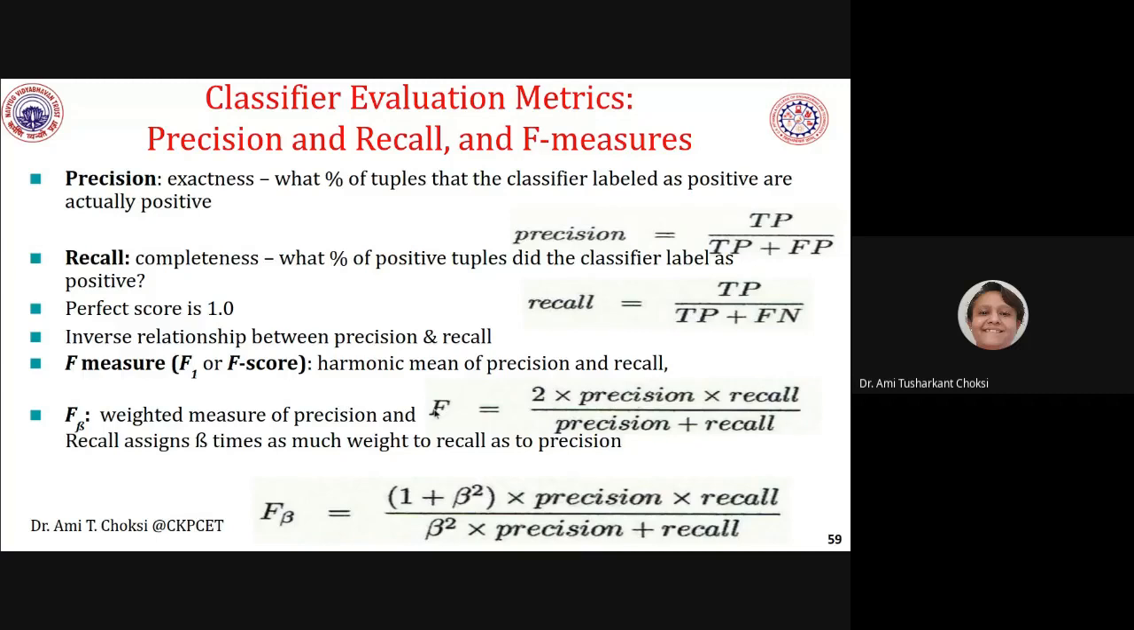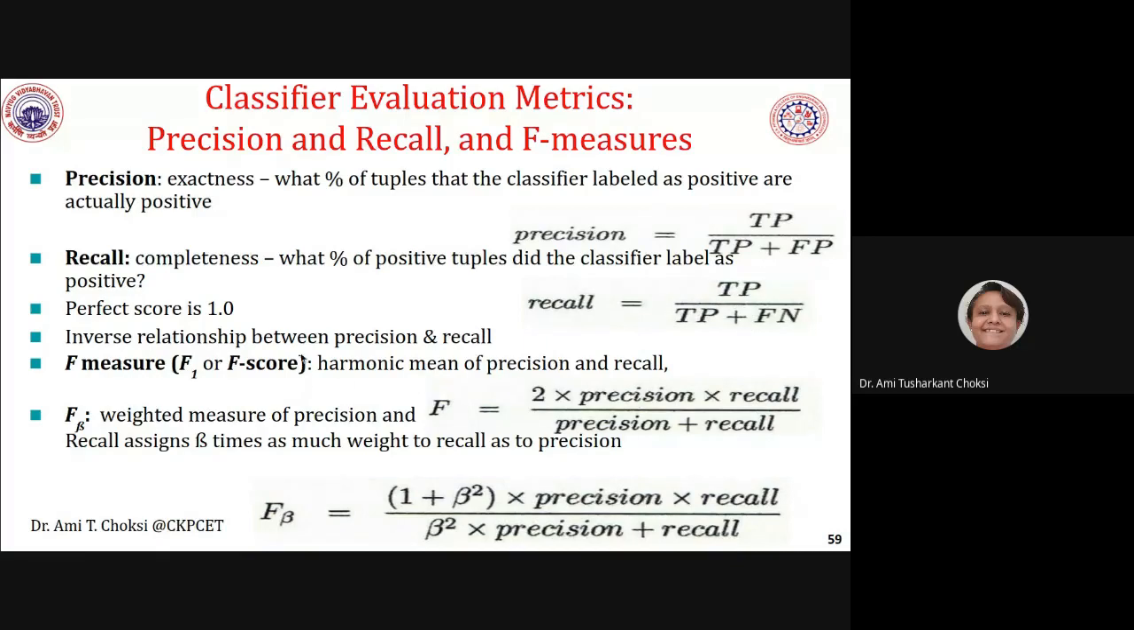Precision, that is we can say TP upon TP plus FP. What is precision? That is exactness. That is what percentage of tuples that the classifier labeled as positive are actually positive. Recall, that is completeness. What percentage of positive tuples did the classifier label as positive? That is TP upon TP plus FN. Here it was TP plus FP, here it is TP plus FN, right?